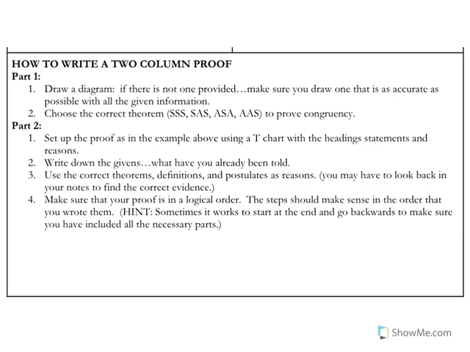Part 2 is setting up the proof. You're using a T-chart. You've got the heading statements and reasons. You write down the givens because you've already been told those, so there's no reason to spend a lot of time thinking about that. Use the correct theorems, definitions, and postulates as reasons. So you have to look back sometimes and find those things because they aren't going to all stay in your head. Make sure your proof is in a logical order. The steps should make sense in the order that you wrote them. And here's a hint. Sometimes it works to start at the end and go backwards to make sure you have included all the necessary parts.